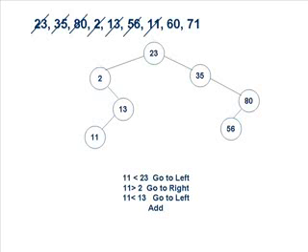The next number is 11. Now we compare 11 first with 23. It's smaller. We move to the left and compare 11 with 2. 11 is larger, therefore we move it to the right hand side of 2. We find that another node is already there, 13. We compare 11 with 13, and because 11 is smaller than 13 and the left hand side of 13 is empty, we place 11 as the left node of 13.